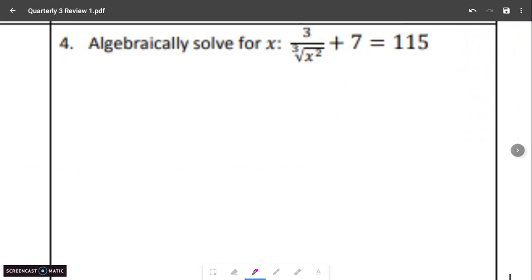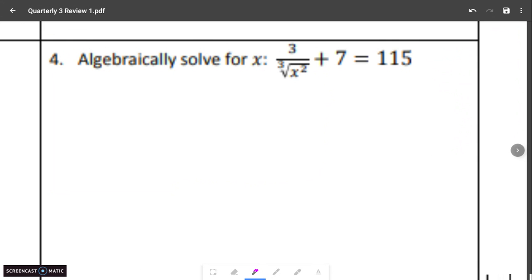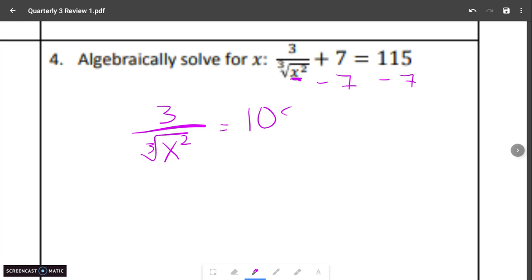Next question, number 4. Algebraically solve for x. So if I'm trying to solve for x, my goal is to get it by itself. First thing I'm going to do is subtract the 7 to the other side. So subtracting the 7, you end up with 3 over the cubed root of x squared equals 108. From here, you do not want your x in a denominator.